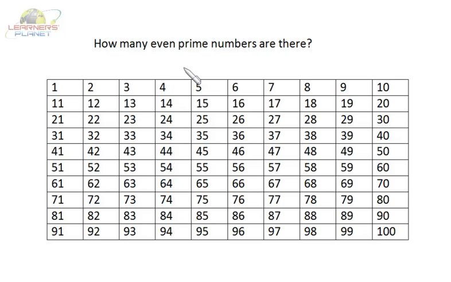Now the next question is, how many even prime numbers are there? In the previous question we have already discussed that in the series of prime numbers there is only one prime number which is even, and that is the number 2. Except 2, all the prime numbers are odd numbers. So how many even prime numbers are there? It's 1 only. And what is it? It is the number 2.